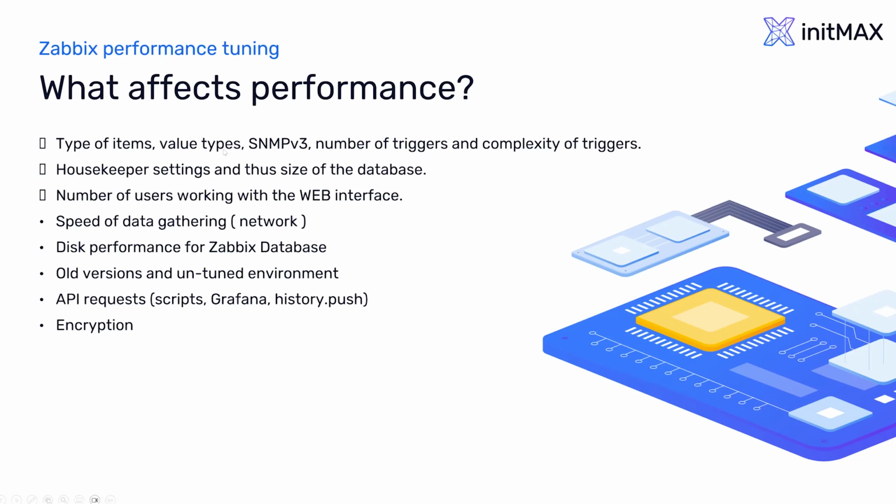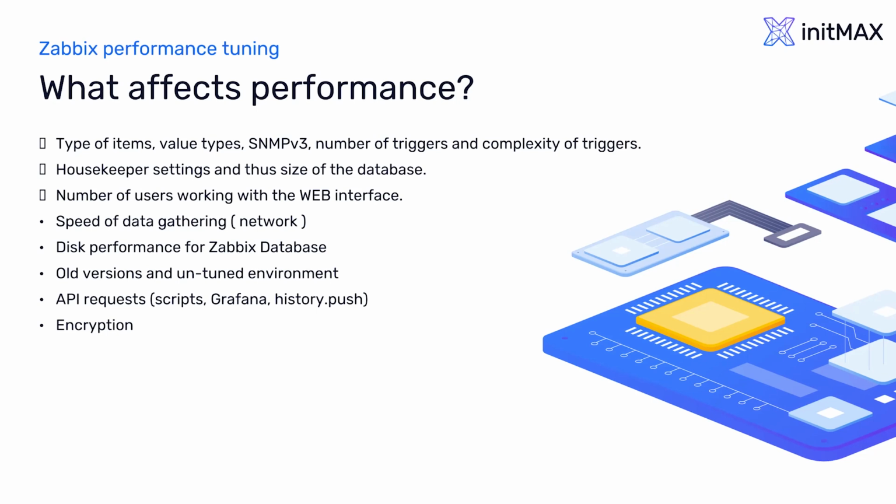API requests, scripts, Grafana, history push. Believe it or not, people do love Grafana. It's good, don't get me wrong. In a version like Zabbix 3.0 or something like that, it was hard to imagine a Zabbix installation without Grafana because the visualization options in Zabbix itself were more on the sad side. Right now, it's quite even and you can get amazing stuff in Zabbix itself, but Grafana can bog down your performance. So can scripts, so can API requests that are implemented in some scripts.